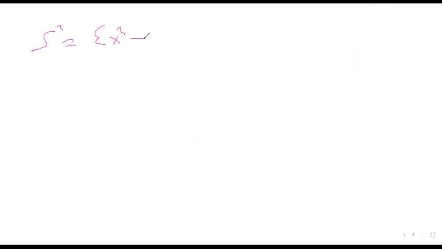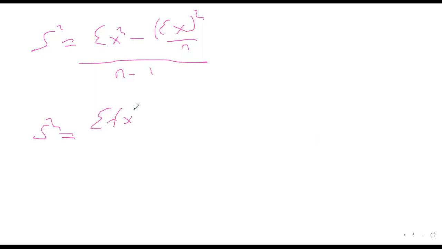Okay. Then for the variance, summation of x squared minus summation of x to the power 2 over n. This is for a sample. Now you see that the similitude is very high. For grouped data, we're just adding an f. So over our n is the same as summation of f divided by summation of f minus 1.